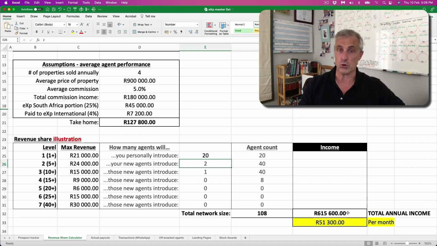What would that mean for you? Am I accurate in saying that you could probably begin to work less if you were earning an extra 51,000 Rand a month? Passive income. Or you could bring your wife or your husband home. So I hope that is exciting for you.